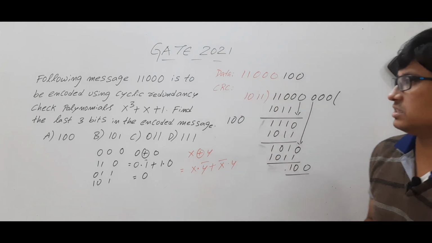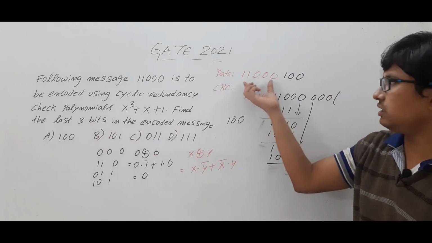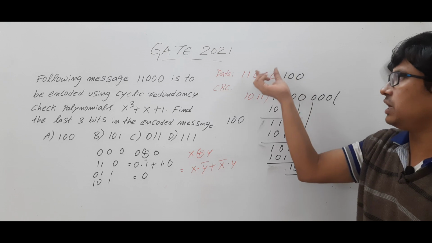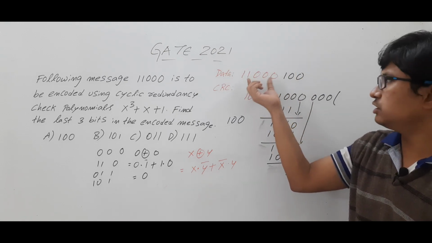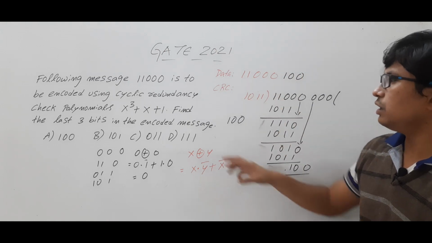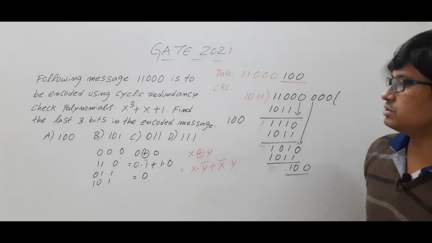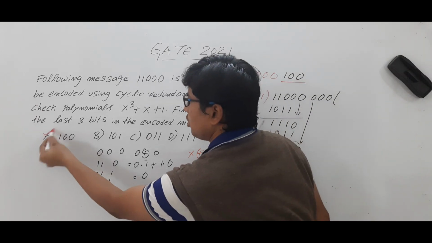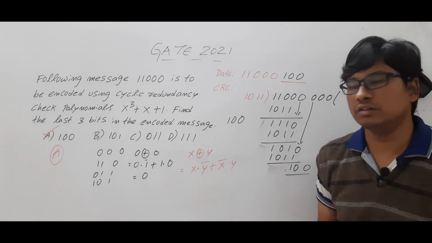Now what they are asking, find the last 3 bits in the encoded message. This is your data and these are the 3 bits we have encoded, and the sender will send this entire data instead of this data. Is it clear? Now they are asking the last 3 bits. What are the last 3 bits? 100. So the right answer is option A for this question. I hope you have understood how I solved this question.